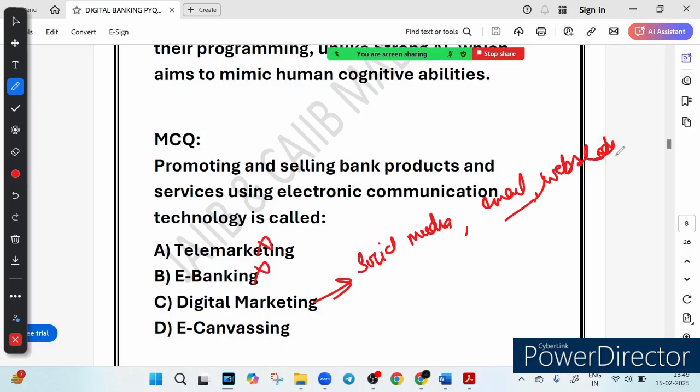Sorry, this is also not the correct answer. Digital marketing is not the correct answer. Why? Because digital marketing is a broad term that includes all kinds of marketing: social media, email, website ads. So a company promoting shoes on Instagram is also doing digital marketing.